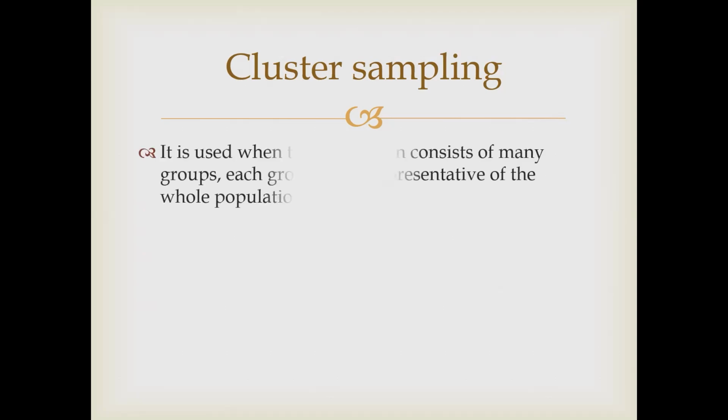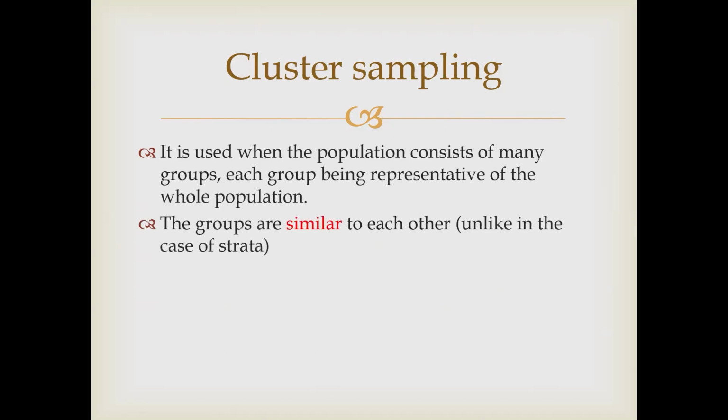Cluster sampling. The third type is called cluster sampling. We are speaking of random sampling, cluster sampling. It is used when the population consists of many groups, each group being representative of the whole population. Read it carefully. It is used when the population consists of many groups and each group represents the entire population. The groups are similar to each other, unlike in the case of strata. In the case of strata, the groups are not similar.